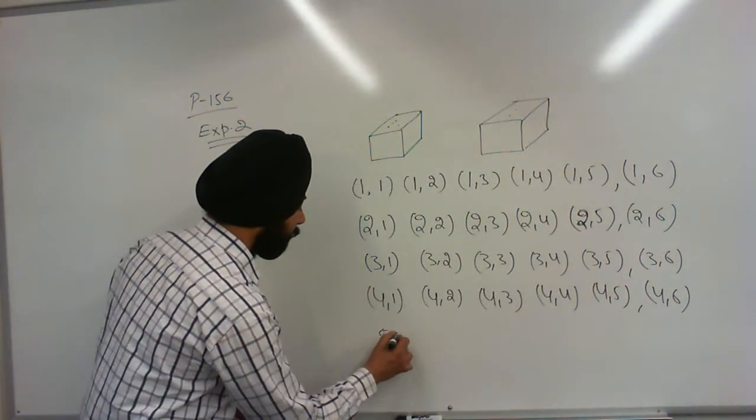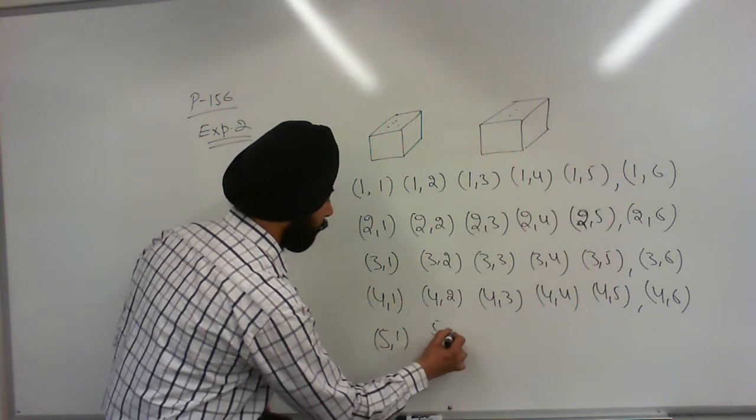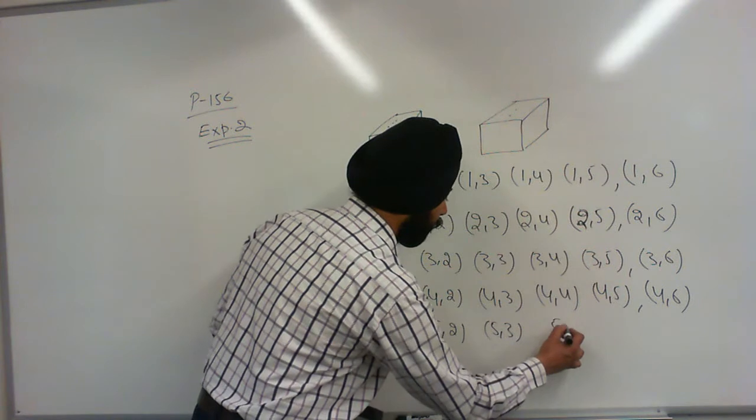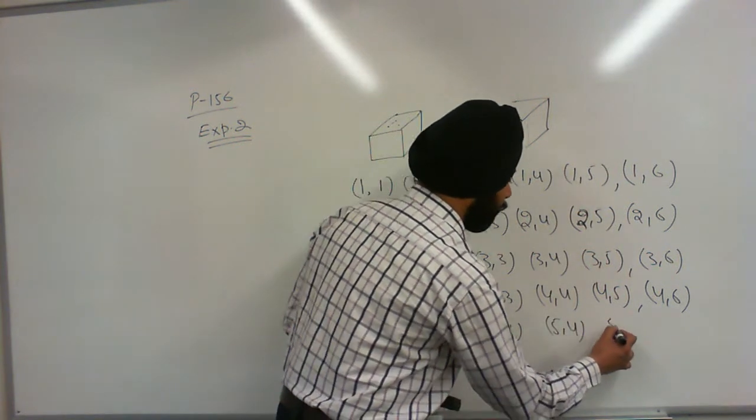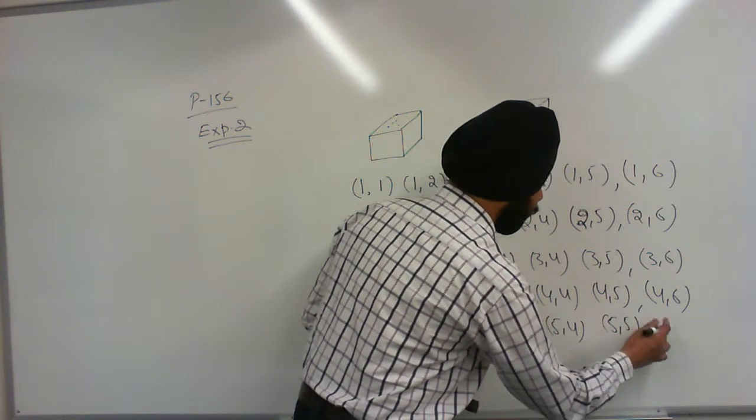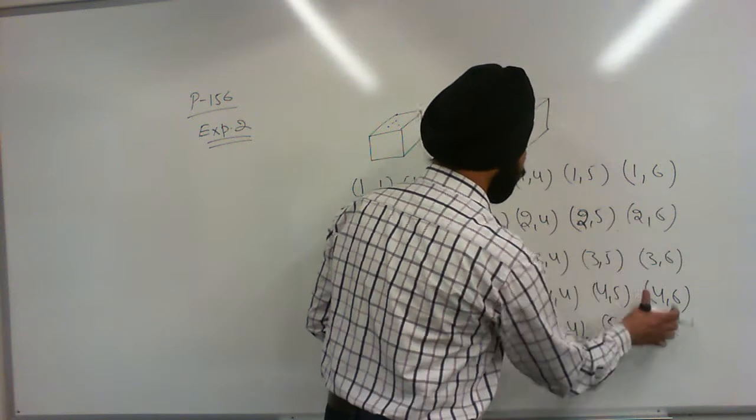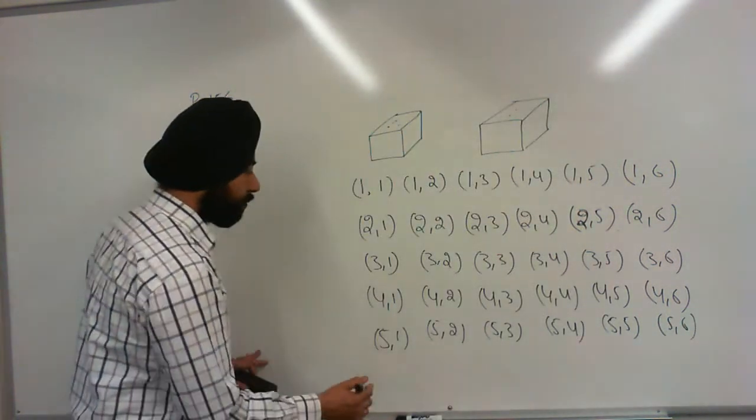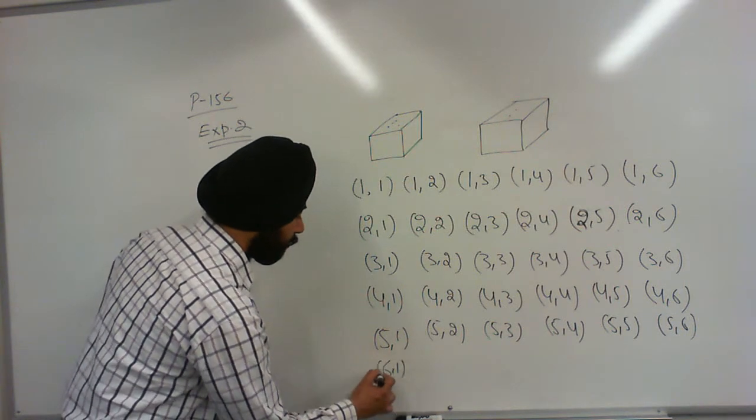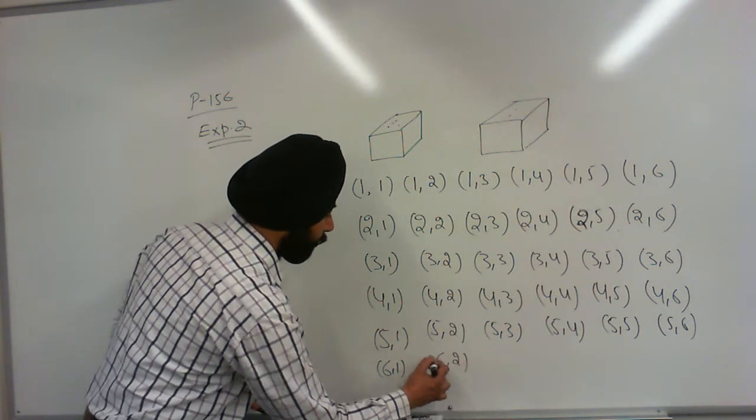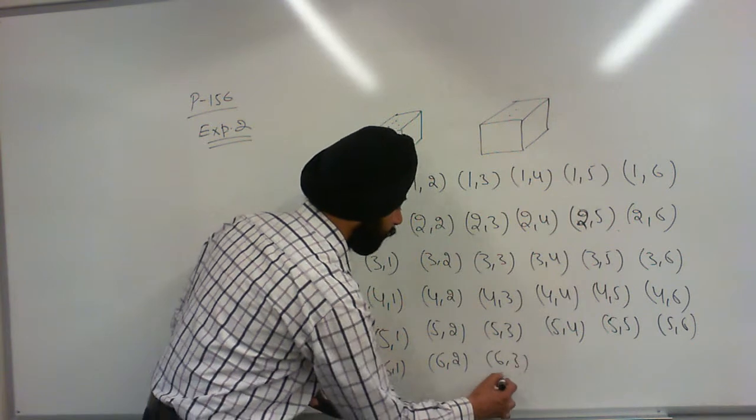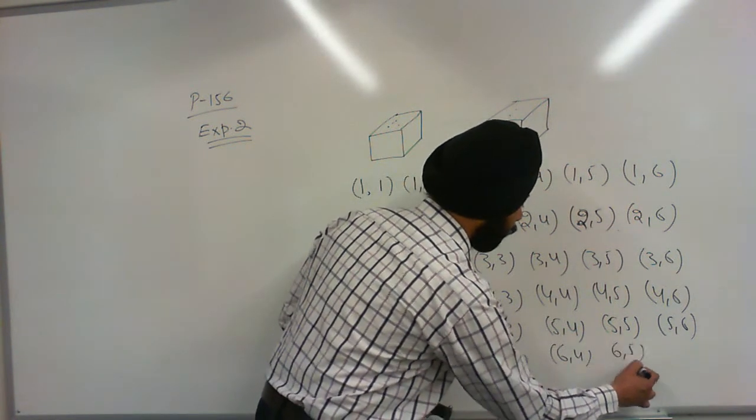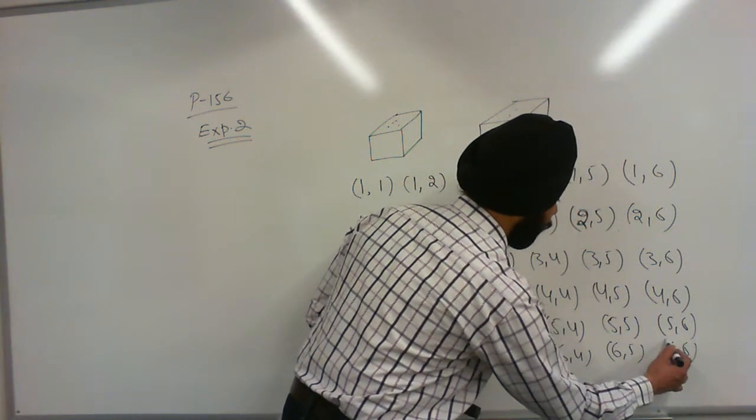Then with 5: 5,1; 5,2; 5,3; 5,4; 5,5; 5,6. And the last one is with 6: 6,1; 6,2; 6,3; 6,4; 6,5; and 6,6.